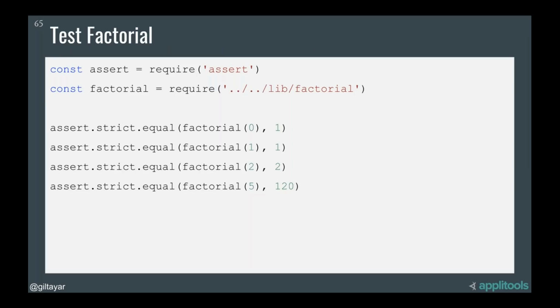We can write a file, test factorial.js. We import the factorial code because it's just a function, and we assert that factorial 0 is 1, we assert that factorial 1 is 1, and we assert that factorial 5 is 120. And assert is a regular module in Node.js that enables us to assert and fails if they're not equal. Very simple.